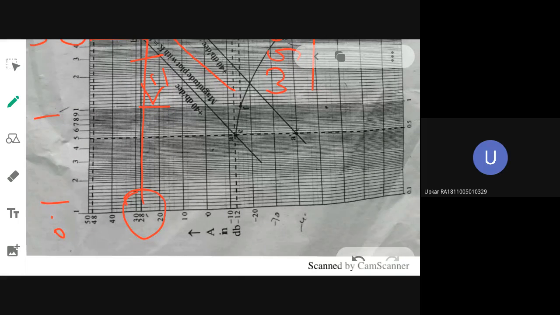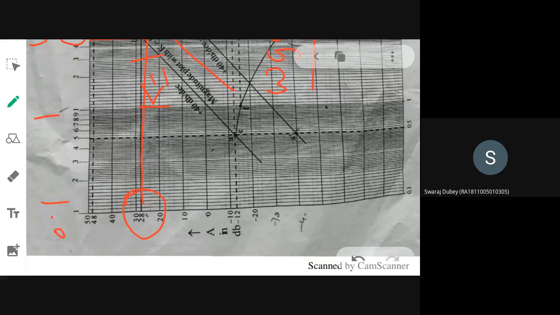I have circled 28. But at the point of omega GC, the gain should be 0 dB. That is my question. So what will you do? You will shift the curve so that at that point the gain becomes 0.